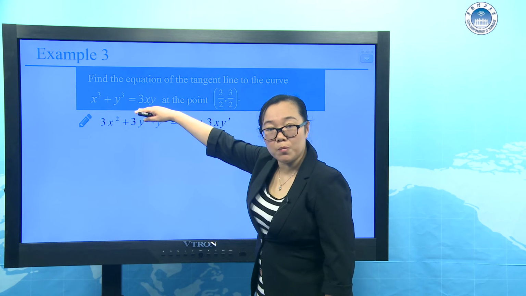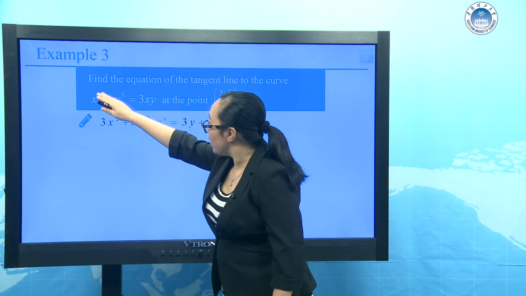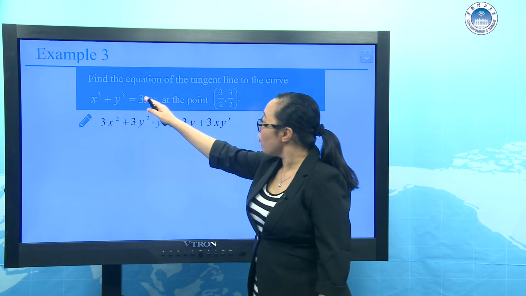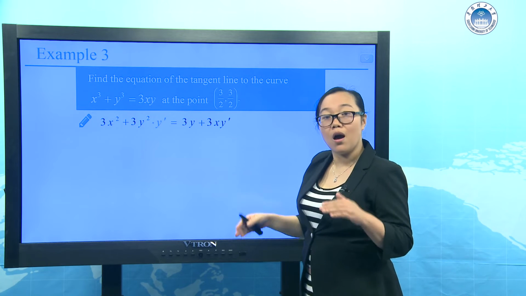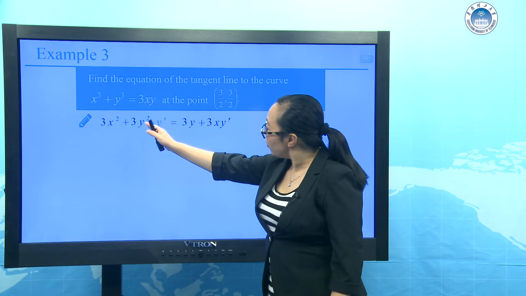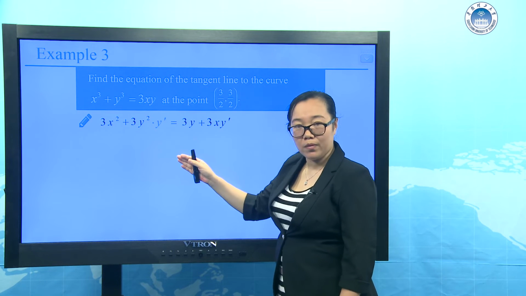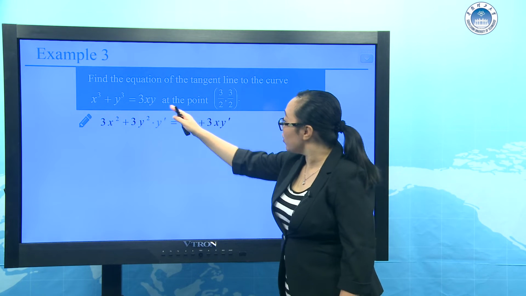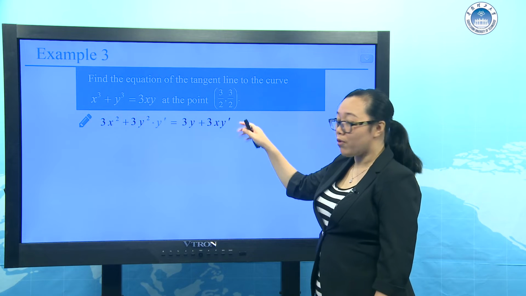Do the same computation on both sides. The derivative of x cubed equals 3x squared plus y cubed. Remember, the function of y is a composite function of x, so the derivative of y cubed equals 3y squared times y prime. Keep in mind, y prime equals 3 times y plus 3x times y prime.